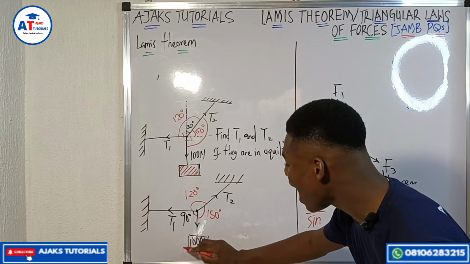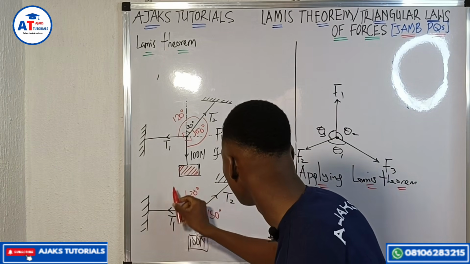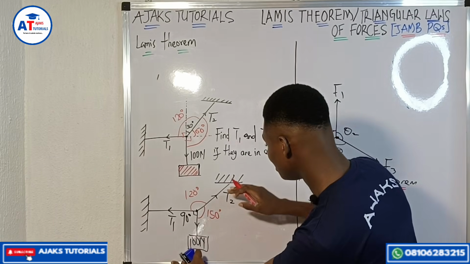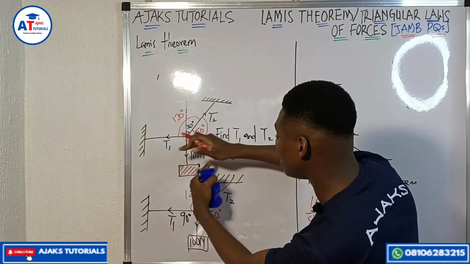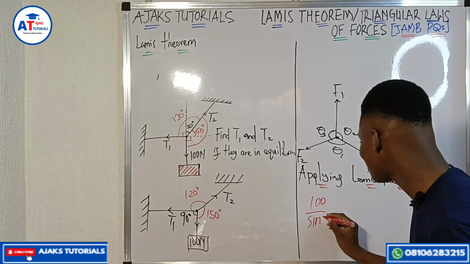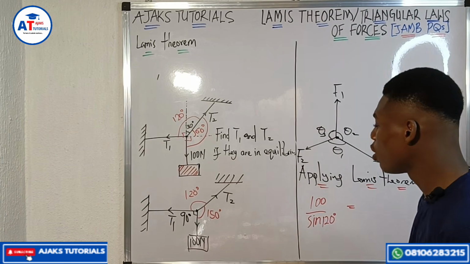Now what's the angle directly opposite 100? Take it like this. What's the angle? 120. That's the angle between the two other forces. This is 100, this is force 1, force 2. What's the angle between them? 120. That's Lami's theorem. Are we getting me? Over sine 120 degrees equal to what?